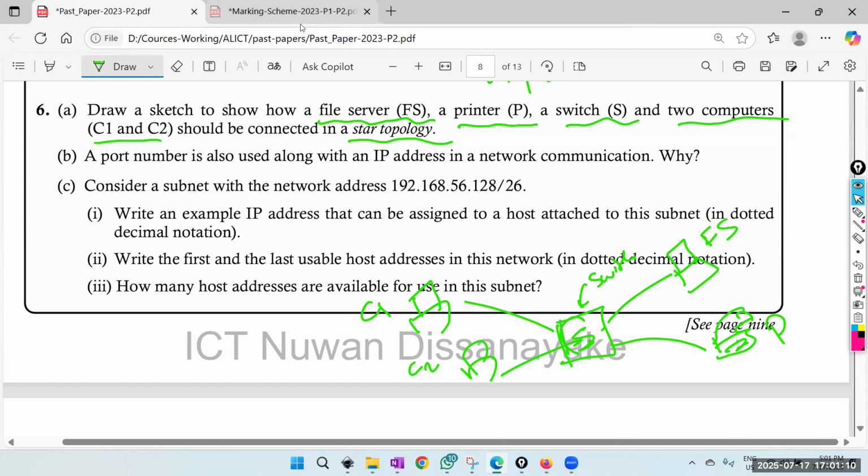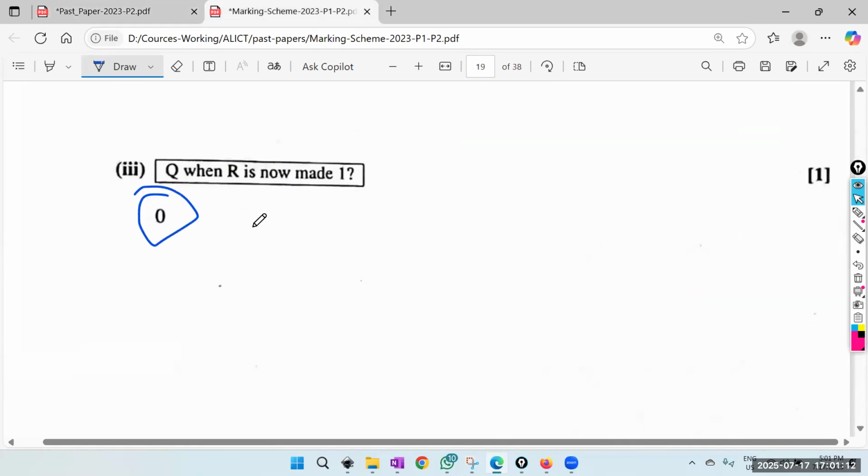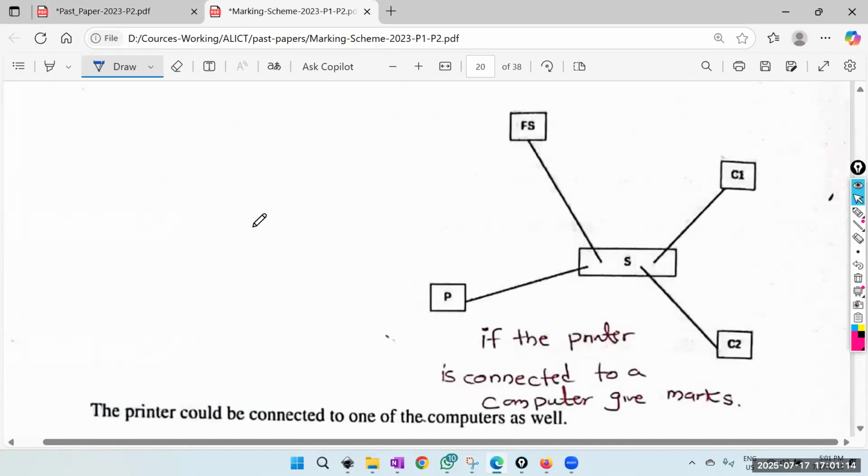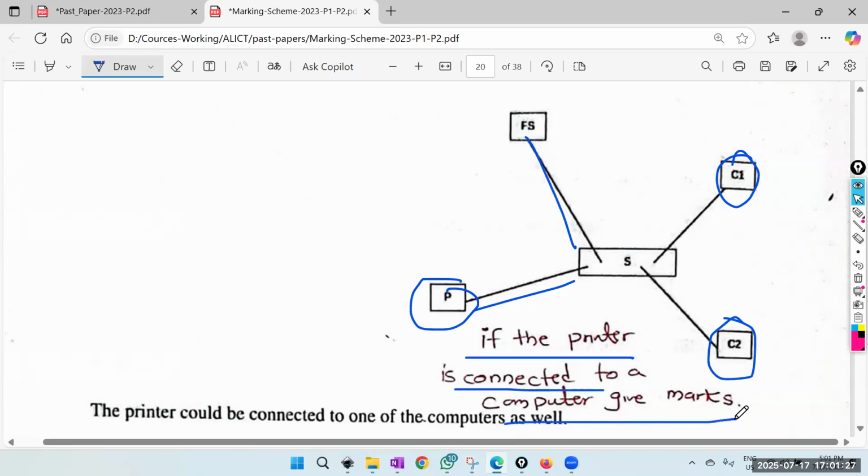Right. Any questions? Let's see the examiner's answer also. Right. The examiner has connected the printer also to the switch, then the two machines and the file server. If the printer is connected to the computer, give marks. You can see if the printer is connected to one of the computers, still give marks. So that is also correct. But the better thing is just connect your printer also to the switch. Don't worry. Printers have MAC addresses.